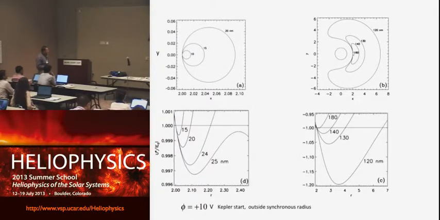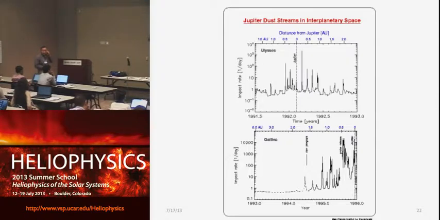And you are right, because it took till 92. This is Ulysses flying by Jupiter. That's how it got to this highly inclined orbit that it is following today. And there were two major discoveries. I will tell you both today.